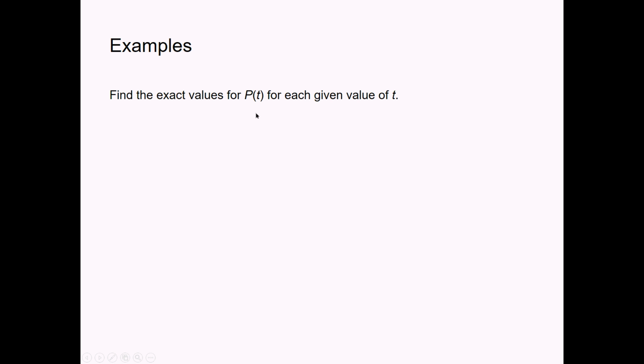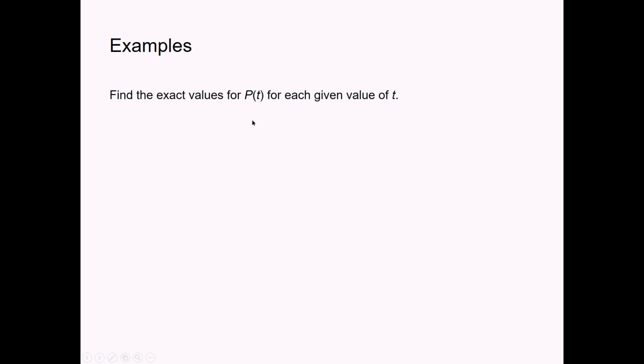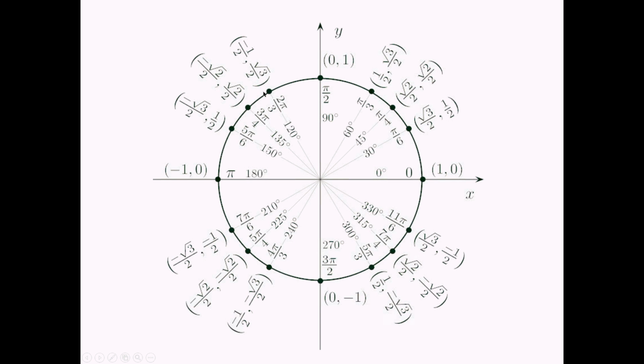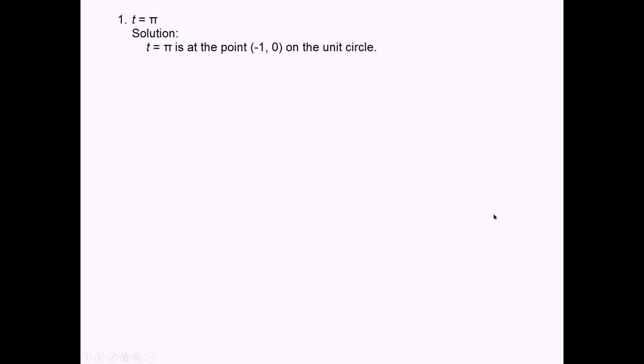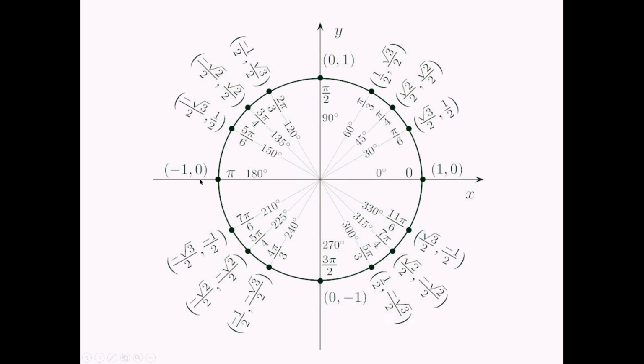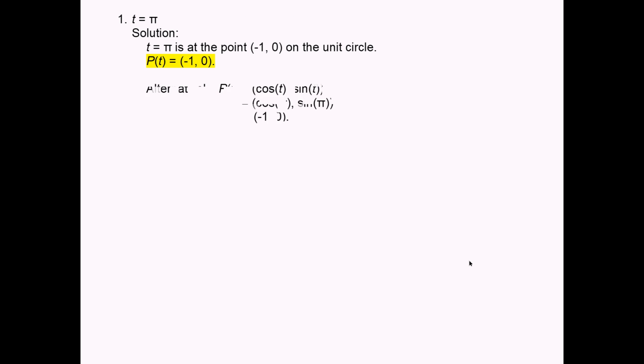Find the exact values for P of t for each given value of t. It's kind of like we're trying to figure out this unit circle thing. So t is pi. I'm looking for P of pi. So it's negative 1, 0 in the unit circle. So if you go back to that unit circle, there's pi, negative 1, 0. Alternatively, P of t is cosine of t, sine of t: cosine of pi, sine of pi.